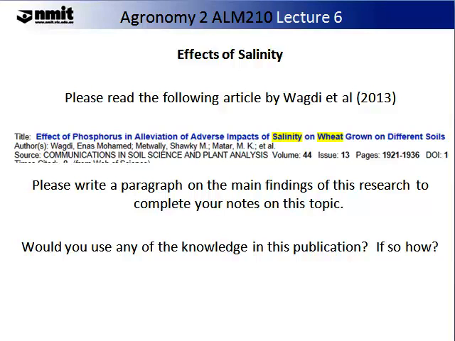The following paper, written by Wadji et al. in 2013, on the effects of phosphorus in alleviation of adverse impacts of salinity on wheat grown on different soils, is some recent research published in 2013. In order to complete your notes on this topic, please write a paragraph on the main findings of the research. State what the adverse effects on wheat were and how they were alleviated by the addition of phosphorus. Would you use the knowledge from this publication in your farming systems, and if you would, how would you apply it?